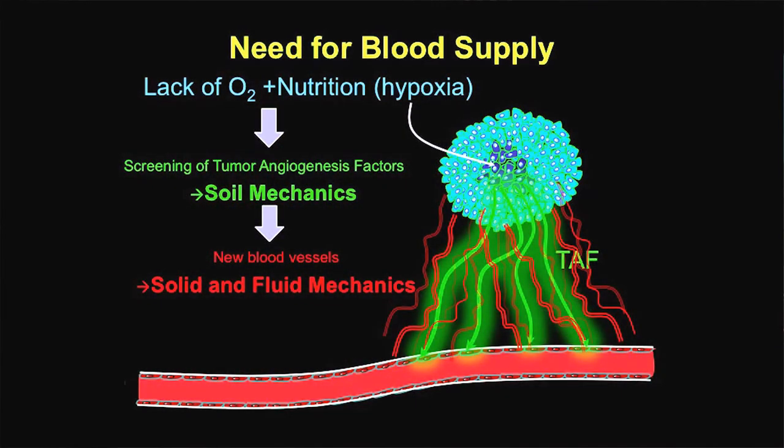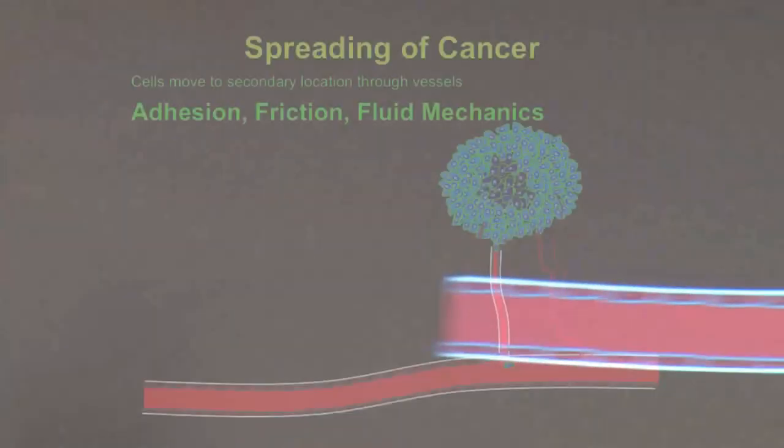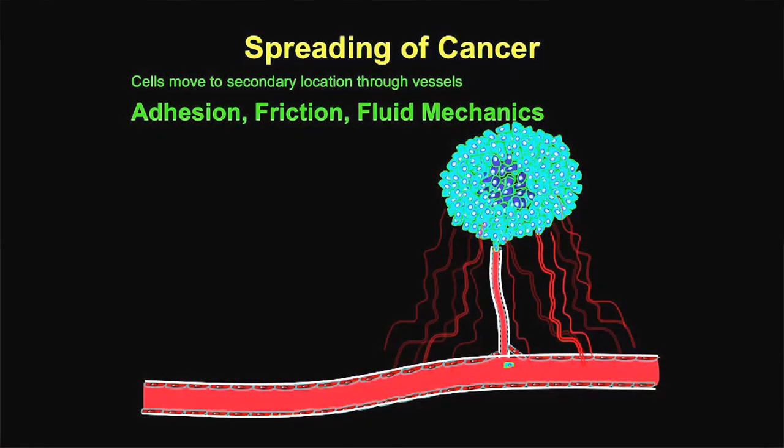And therefore, we use solid mechanics. We are part of civil engineering, and we can use solid and fluid mechanics in order to address this and how the vessel moves forward. And as we move to angiogenesis, then there is another problem, which is that 90% of our cancer deaths are related to something we call metastasis.